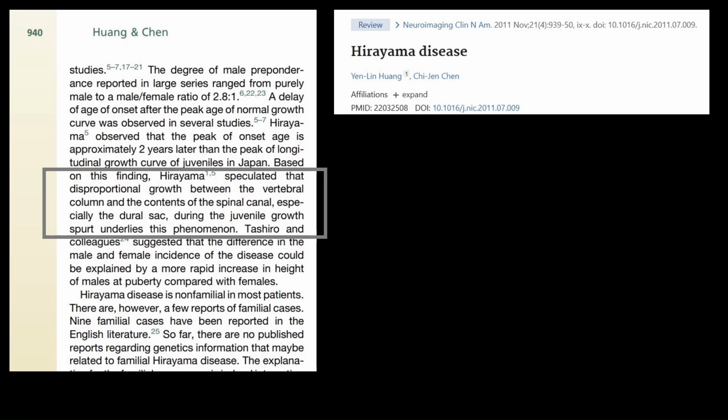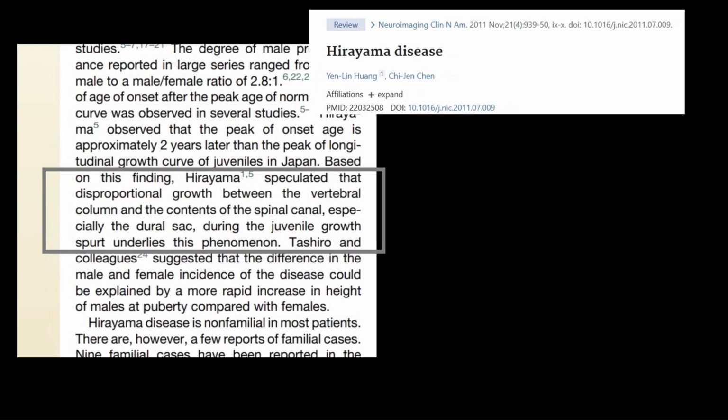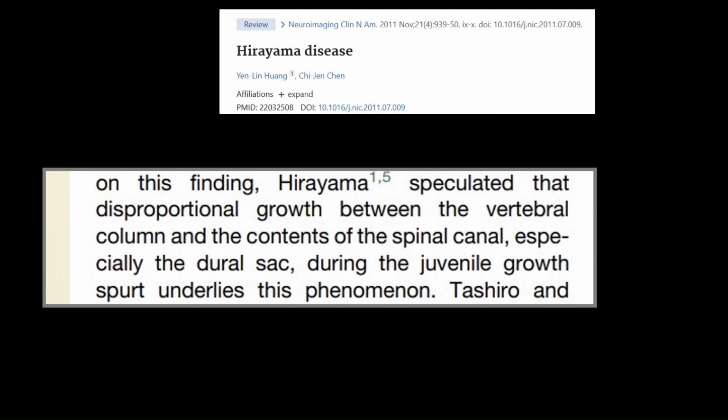Now why does it occur? The reason which Hirayama speculated was that there is disproportionate growth between the vertebral column and the contents of the spinal canal, especially the dural sac. This is related to the growth spurt which occurs during adolescence, and that is the reason why this condition is more common in adolescent males.